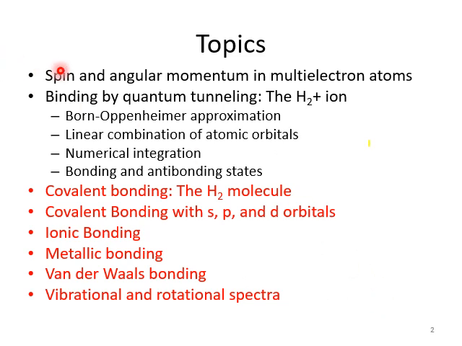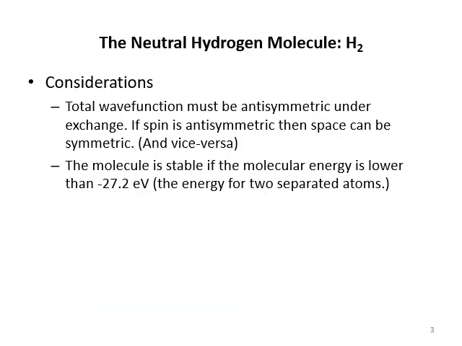So last class, we finished up on multi-electron atoms, and we talked about quantum tunneling, that is covalent bonding, with the H2 plus ion. This class, we're going to start out talking about the neutral hydrogen molecule, and then various types of covalent bonding, ionic bonding, metallic bonding, van der Waals bonding, and then some of the observations that we make as a result of the bonding of atoms to one another in molecules.